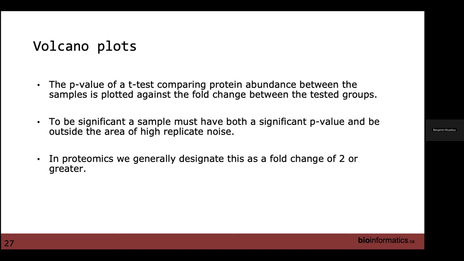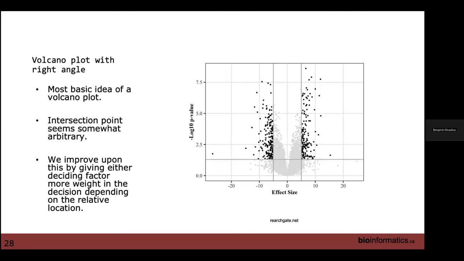And to be considered significant, a sample has to be both significant in terms of the fold change as well as the calculated p-value for its change between, say, wild type and infected, or whatever your situations are. So in proteomics, we generally set this fold change as 2. However, again, it's another arbitrary thing. If you have a reason to, you can certainly set it to whatever you want.